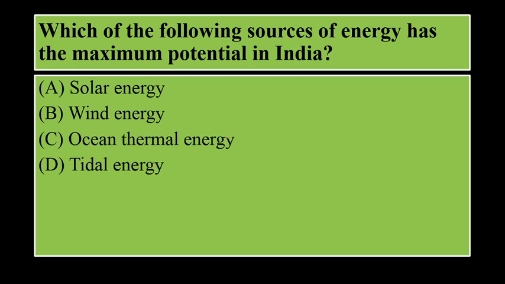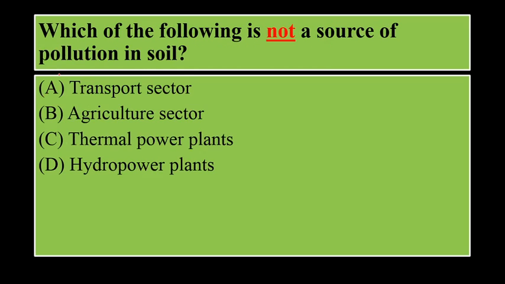Which of the following sources of energy has the maximum potential in India? We have solar energy, wind energy, ocean thermal energy and tidal energy. So solar energy has the maximum potential in India. Which of the following is not a source of pollution in soil? Transport sector, agriculture sector, thermal power plants or hydropower plants. So the agriculture sector is not a source of pollution in the soil. So option B is the correct answer.